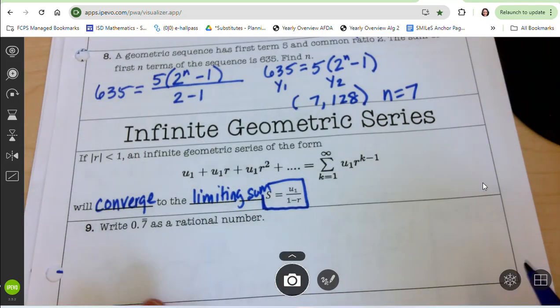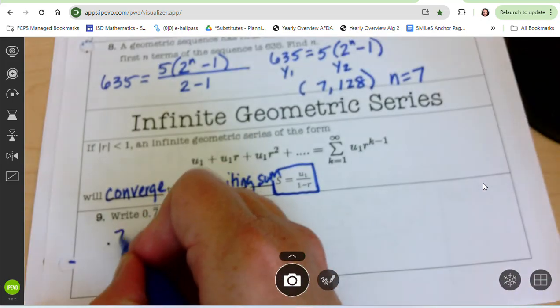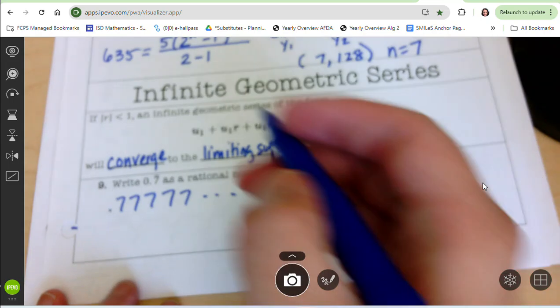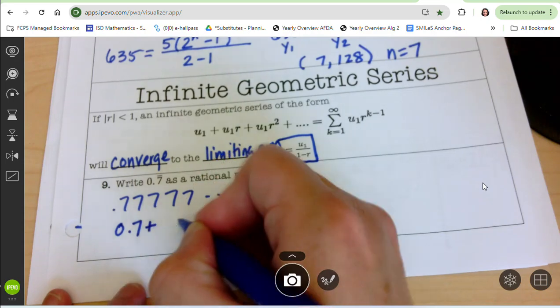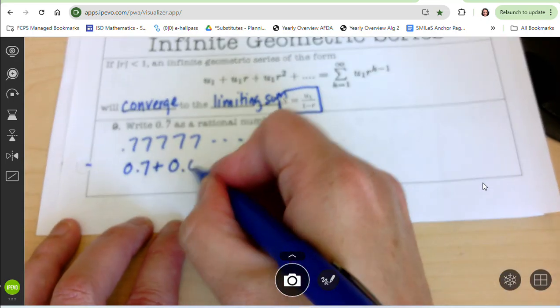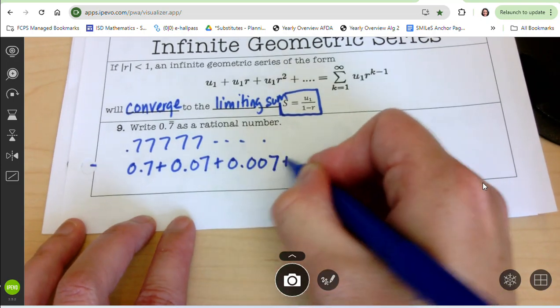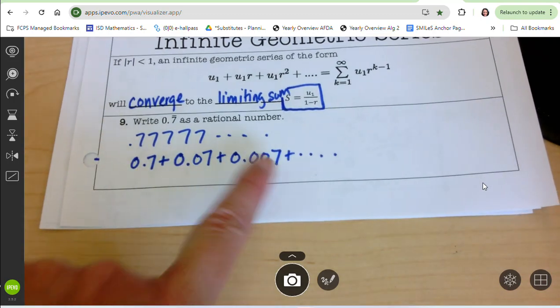All right, so the question is to write 0.7 repeating as a rational number. So you know 0.7 repeating is like 0.7777..., right? And so you can think of it as this geometric series, 0.7 plus 0.07 plus 0.007, etc., right? If I write it as a geometric series like this, what's my R value? What's the R value that gets you from one term to the next?